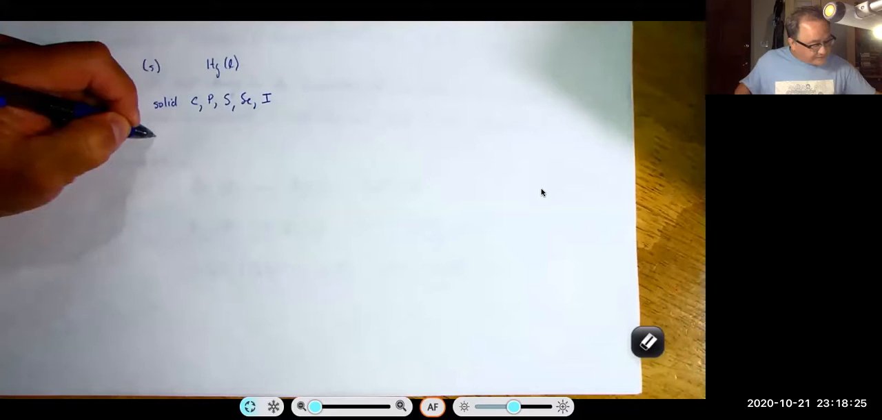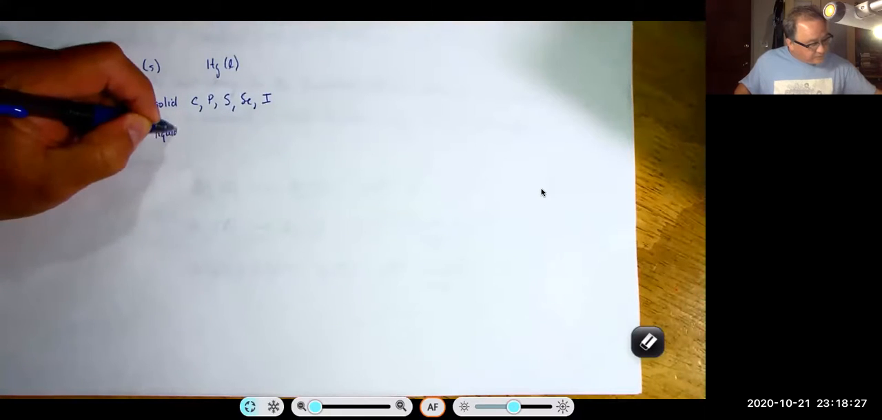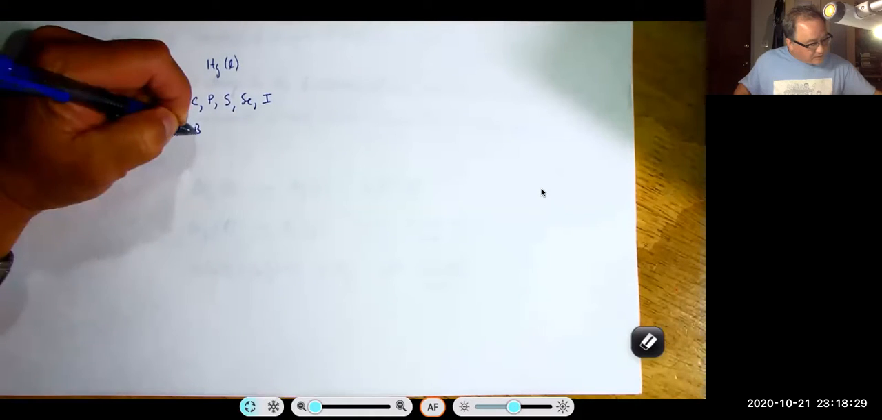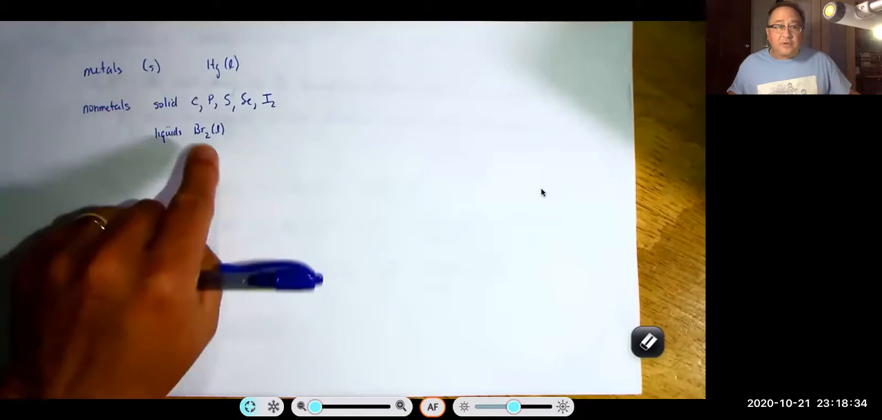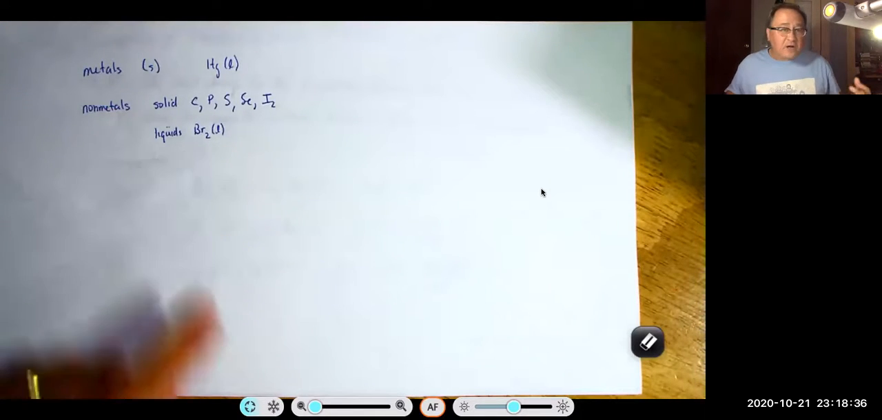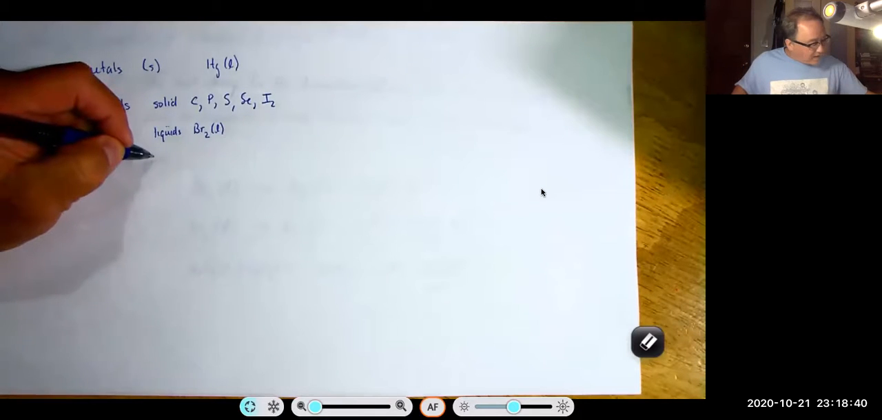Okay, now let's look at the liquids. Bromine is a liquid in its standard state. And notice I put Br2 because it's one of the Hunkelbriefs, one of the diatomics. What about the rest of them?